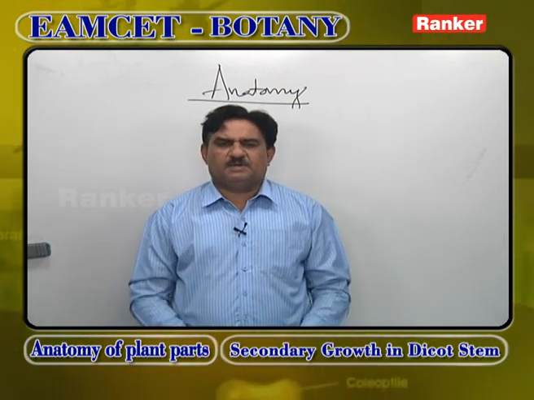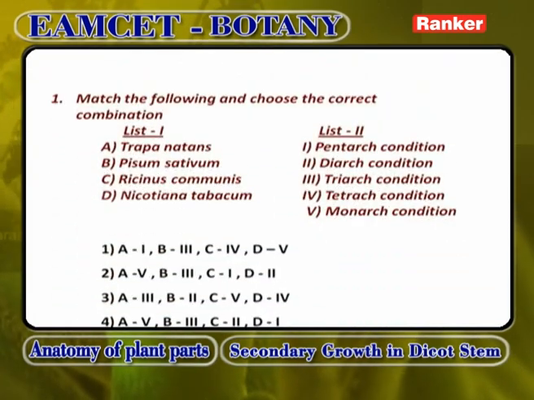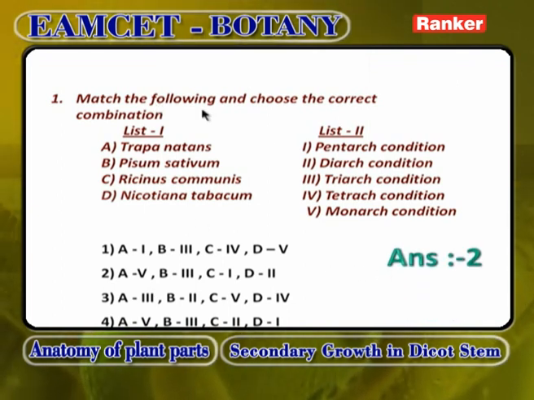Now, we discuss some important bits in anatomy. First, this is a matching tabular form. Match the following and choose the correct combination. Trapa natans, Pisum sativum, Ricinus communis, Nicotiana tabacum. We have to remember one tabular form.